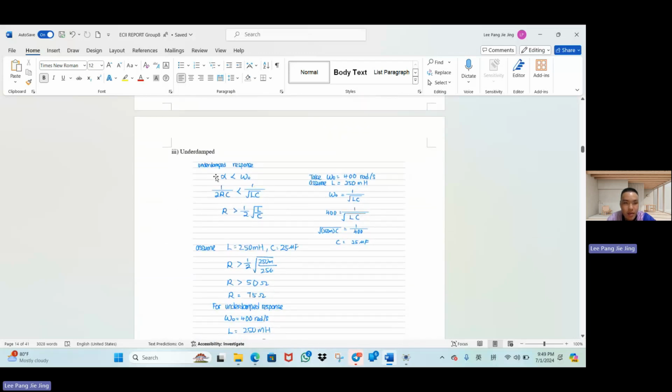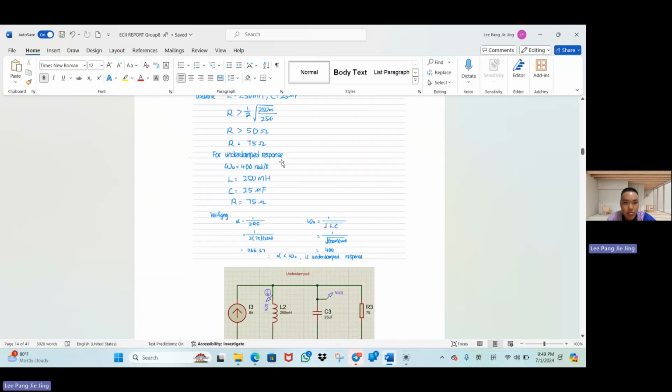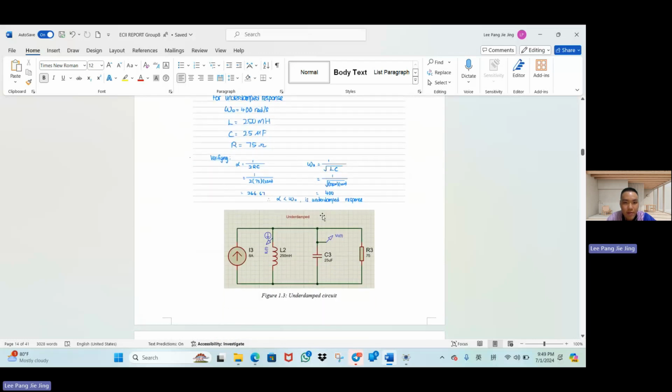And then finally the underdamped response. This is the manual calculation, and then we get this result. Then we verify it and it shows that it is an underdamped response. So this is the underdamped circuit.